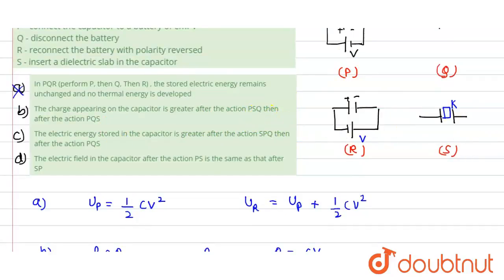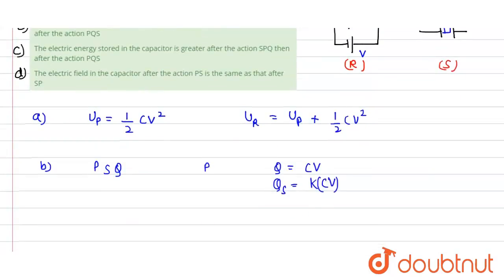Now after that, in the Q situation, we are disconnecting the battery. That means till S we were having the battery, now we have disconnected. So this was our S, and in our Q the charge would remain the same. So we say that Q would be K C into V.